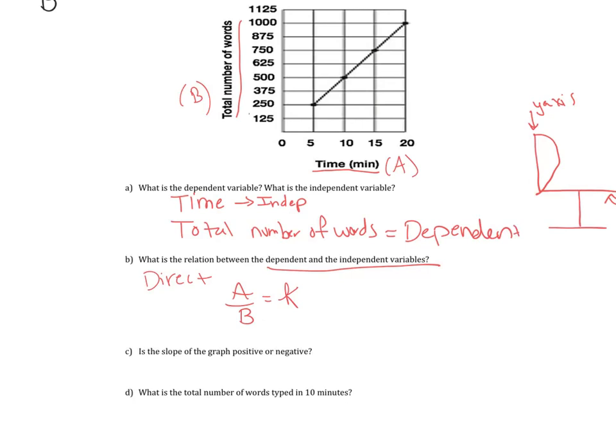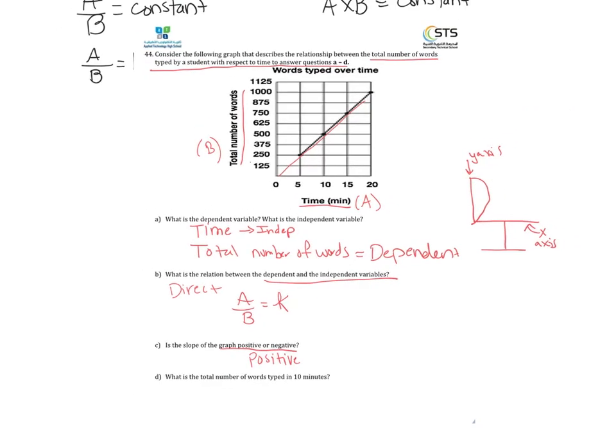Is the slope of the graph positive or negative? It's a straight line going up. So this is a direct relationship. So the slope is positive. And the last question is, what is the total number of words typed in 10 minutes? Here's 10 minutes. On the line, we have 500 words. The answer is 500 words.